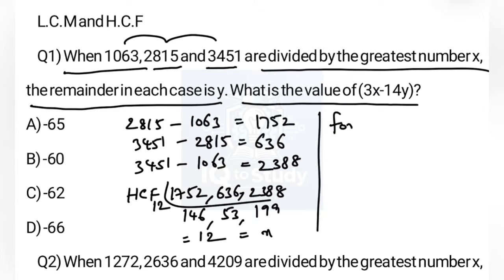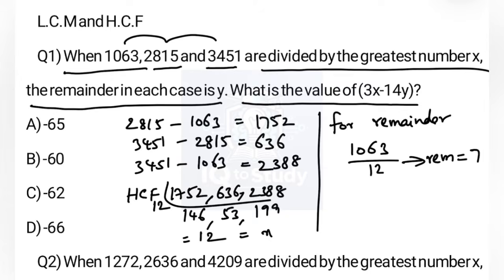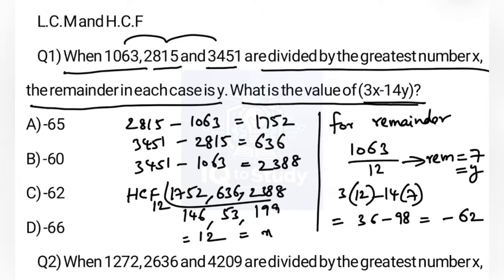And for finding the remainder, let's divide 1063 with 12. It gives remainder 7. So according to the question, we have to find 3x minus 14y. So 3 into 12 minus 14 into 7, because remainder is equal to y. So the final answer is 36 minus 98, which is minus 62.